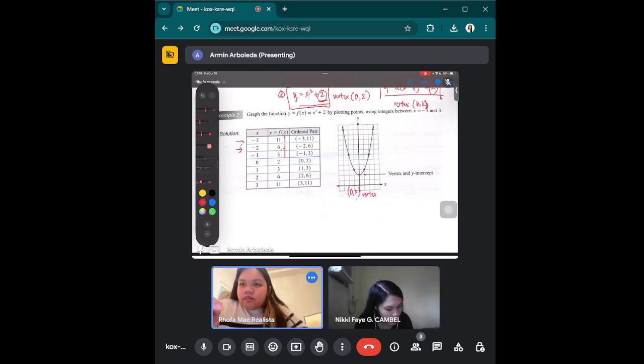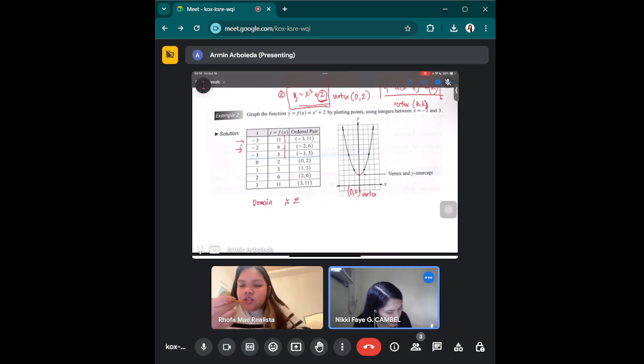Okay? So what is the domain for this example? The domain is all real numbers. And the range would be, what are your y's? More than zero. Is it 0 or 2? It's 2. So your range would be all numbers more than and including 2. There's still a y at 2, which is your vertex.